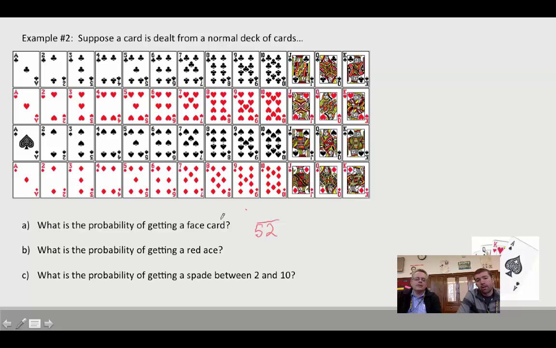How many face cards? There are 12. So 12 out of 52. That's the chance of getting a jack, queen, or a king. And that will reduce, both divisible by 4, to 3/13.